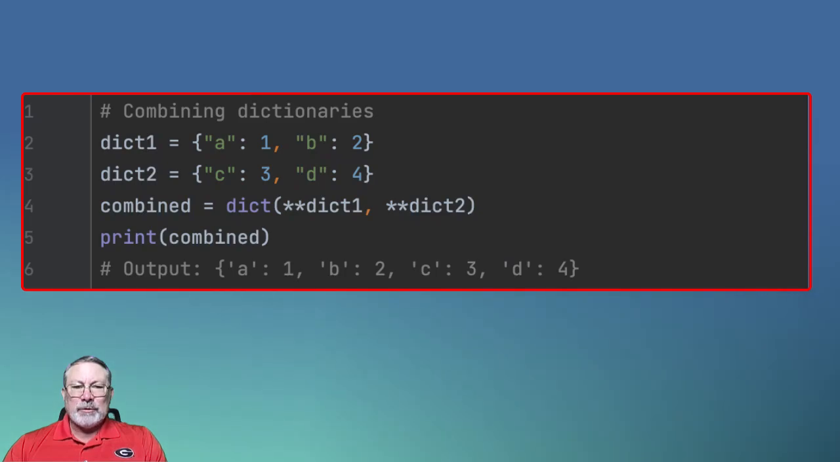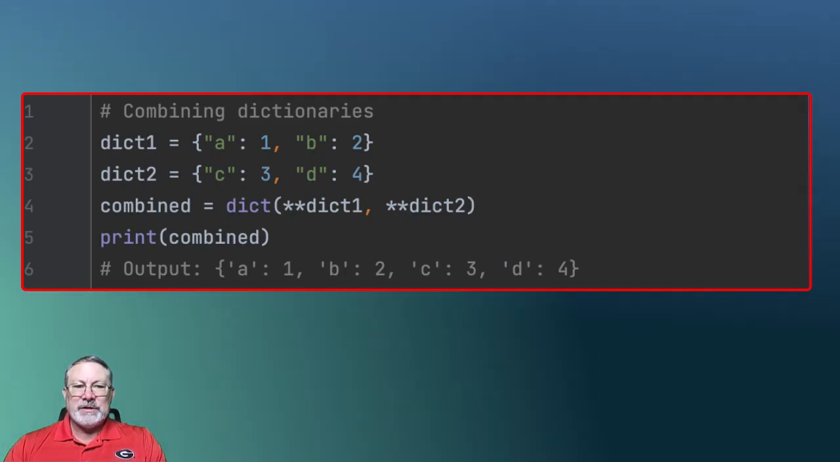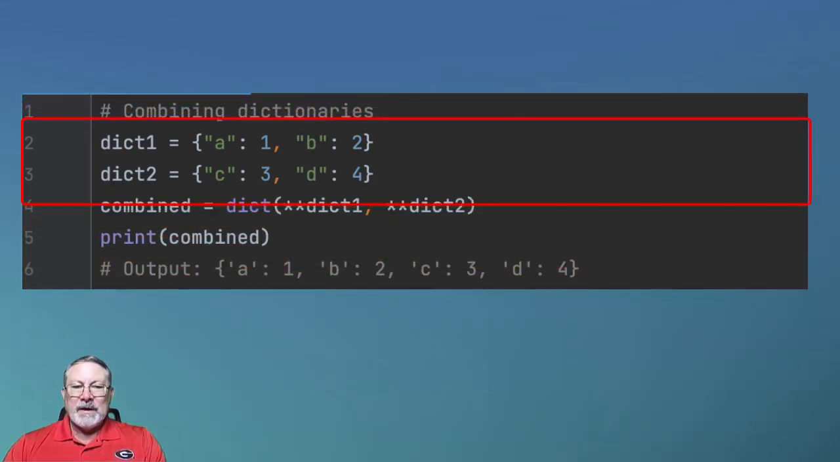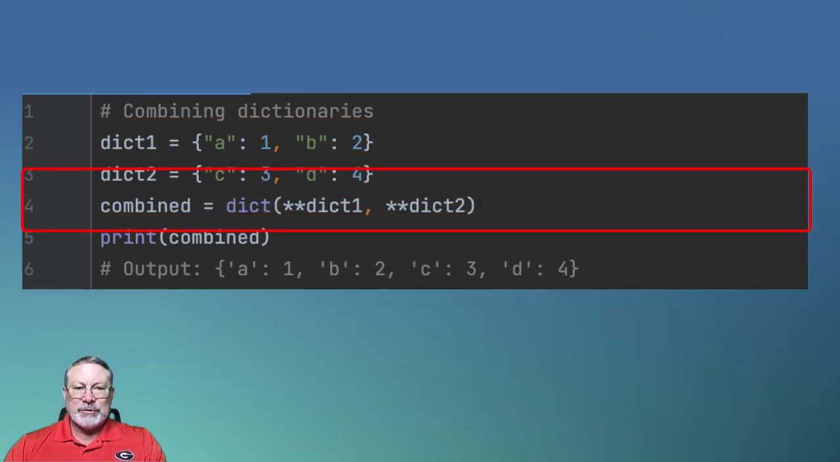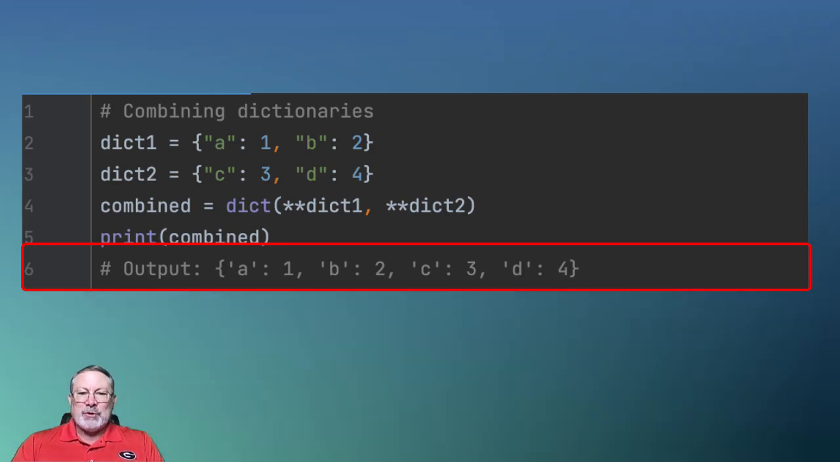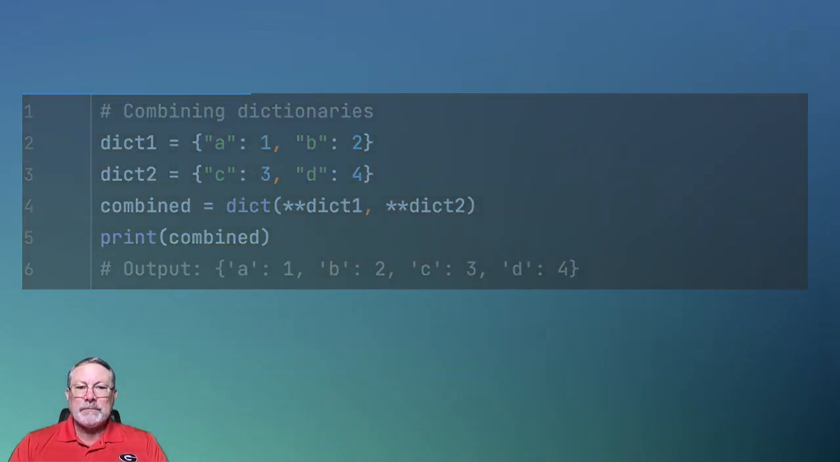One last example. You can combine dictionaries with dict and unpacking. Here we have two dictionaries, dict1 and dict2, that we combine using the dict function. This is a clean way to merge dictionaries dynamically.